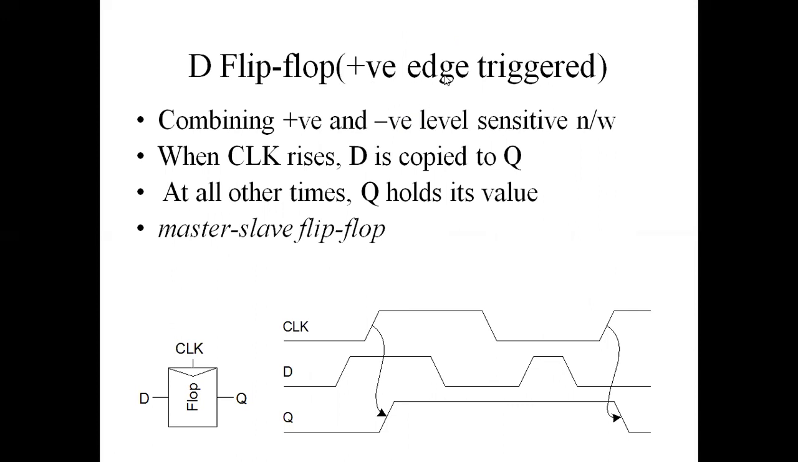This is the edge trigger, means clock edge 0 to 1 or 1 to 0. In that case only the changes are there. Means when the positive edge of the clock is there, your output copies the D as it is. For the rest of the thing, whatever the Q value was there, that is holding its value. So here we can operate just like a master slave flip flop.